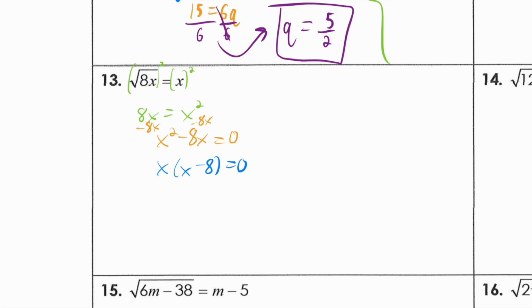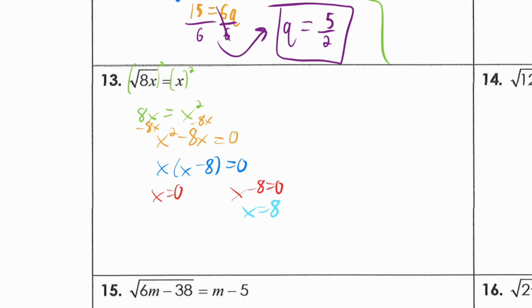So now we'll set each of these equal to 0. So x equals 0. That one's already solved. Good for us. And then x minus 8 equals 0. And so I'll add 8 to both sides, giving me x equals 8.